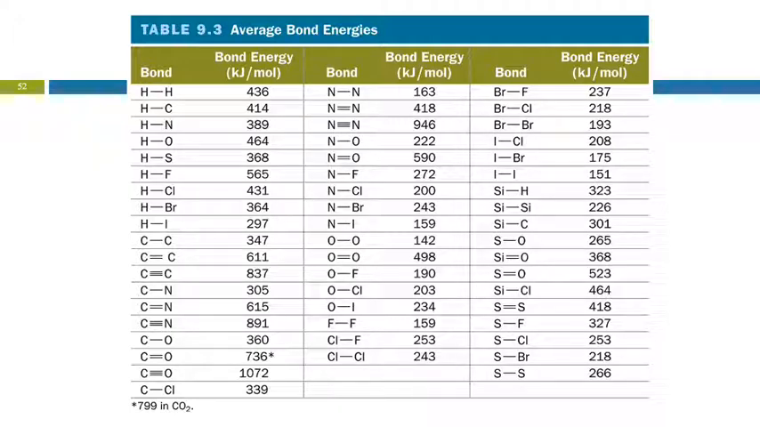The one weird one I'd like to point out to you is the carbon-oxygen double bond. See that asterisk there? So this is 736, except if you're looking at CO2. If you're looking at CO2, then it's 799. CO2 is a very common molecule, and the difference there is somewhat significant, and so it's listed.